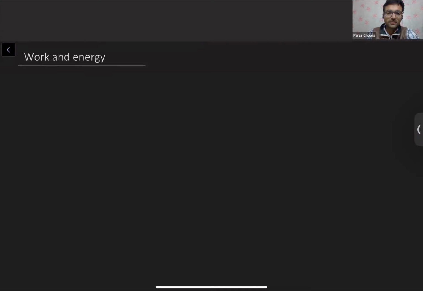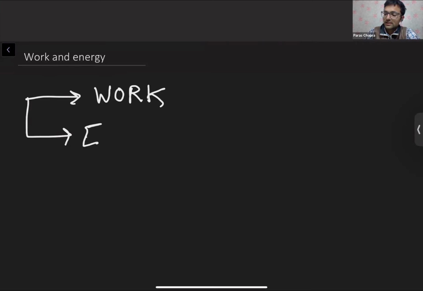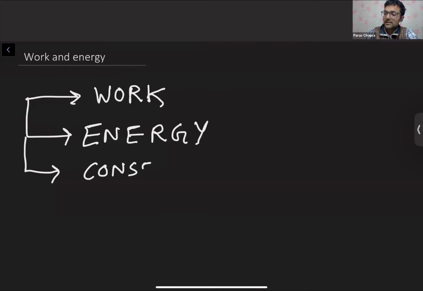So in physics, the next chapter is work and energy and also power. In this chapter, we will study about work, we will study about energy, we will see how work and energy are related, but they are not exactly the same thing. Then we will see the conservation of mechanical energy, which says that the total mechanical energy, which is the potential plus kinetic energy, is a constant under certain circumstances.